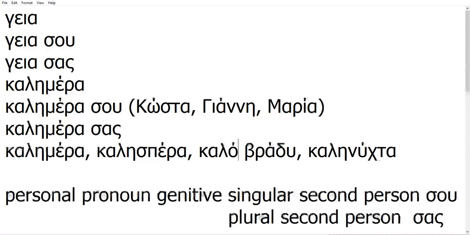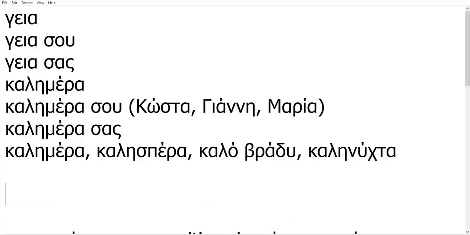Now, some people, however, might have already noticed that Greeks often use this word σας, to you in the plural, not only when they are talking with many people, but often when they are talking with just one person. What's happening here? It is that in Greek, we use the second plural, as in English, second plural for politeness.